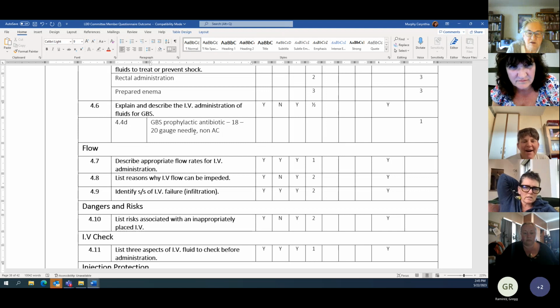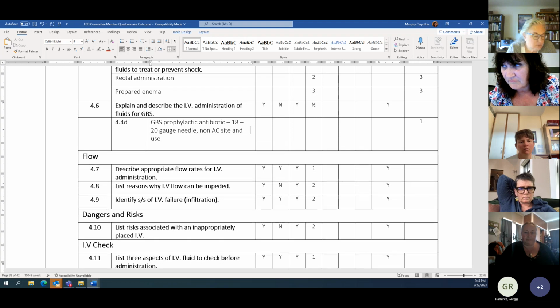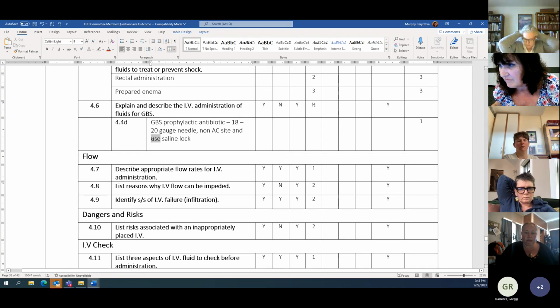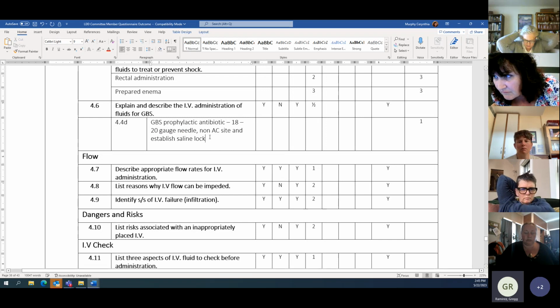Non what? It's a cube. Yeah. I see. And acute site, S-I-T-E, is okay. And use saline lock or establish saline lock or whatever. We can fine tune that later. Well, I guess since this is a test, oh no, that's fine.